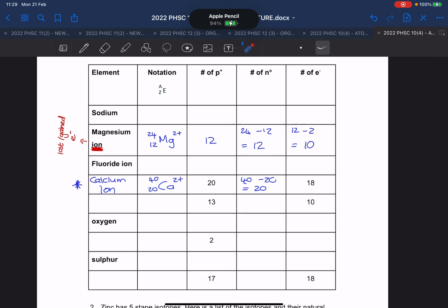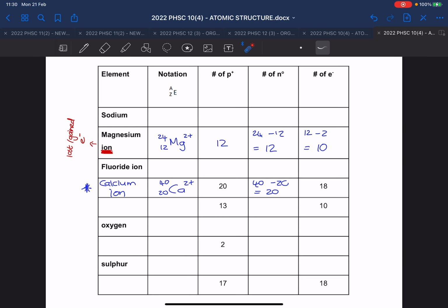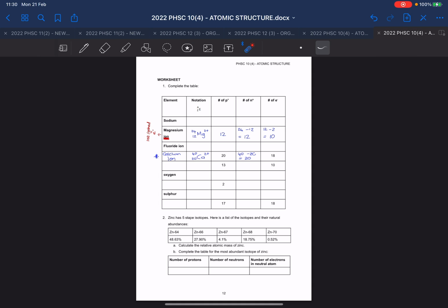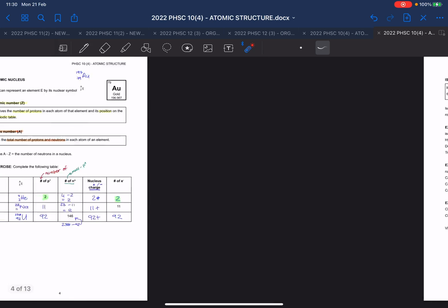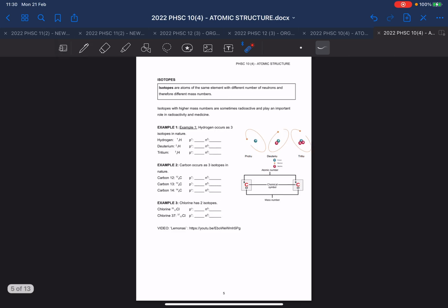So this is your homework to complete this table. Okay, wait, you're not going to start with it now. You have to go on with the lesson. We have another 20 minutes. I know, time flies when you're having fun.